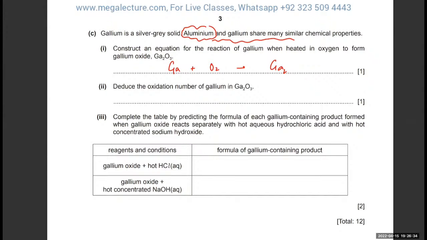It's gallium oxide, and you can balance this. Always write a balanced equation. Deduce the oxidation number of gallium. I mean, you're talking about aluminium, so that is +3.